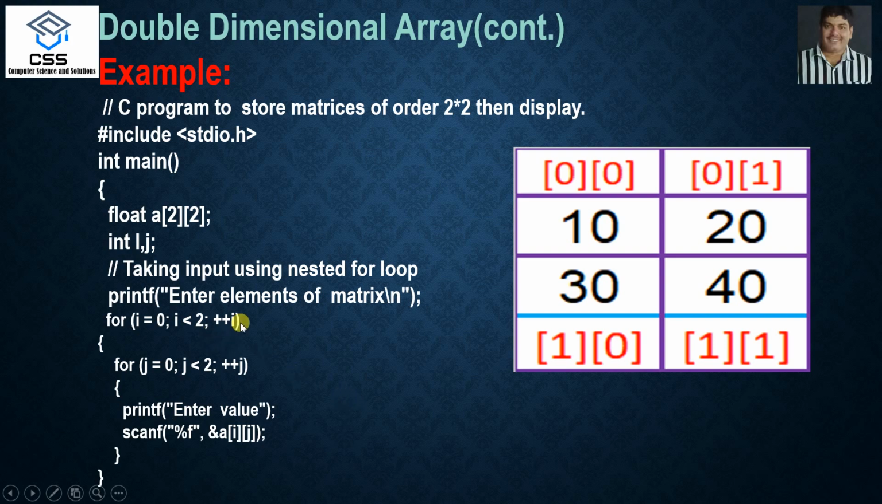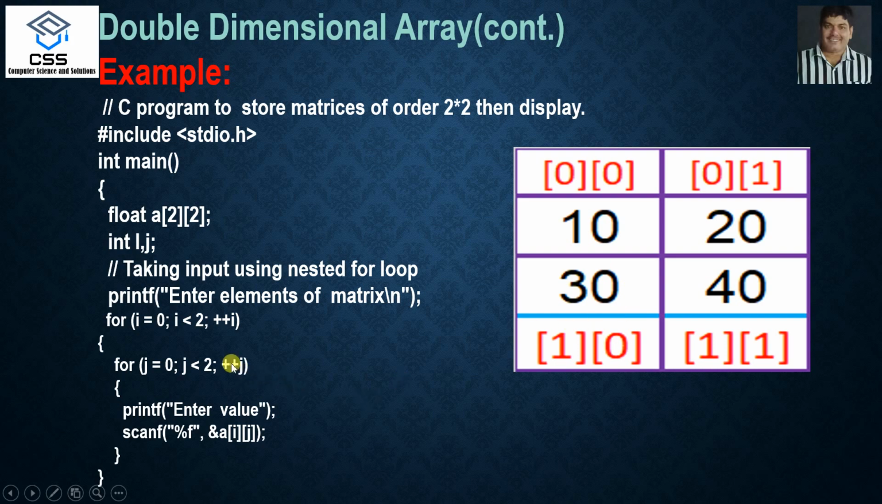It will go up. Again, i is incremented by 1. That is 1. 1 is less than 2, yes. Then if you come to the second loop, j will be initialized to 0 again. 0 less than 2, yes, means 1, 0, means this location.